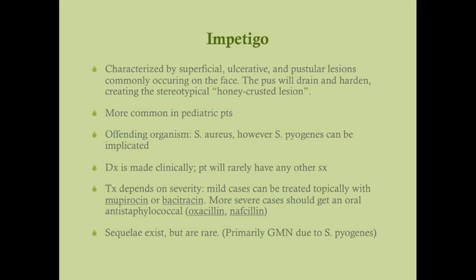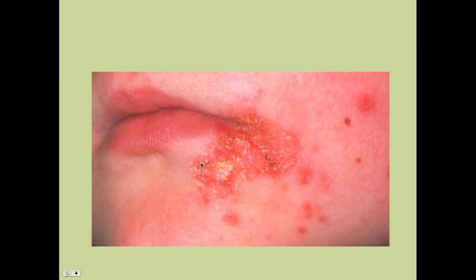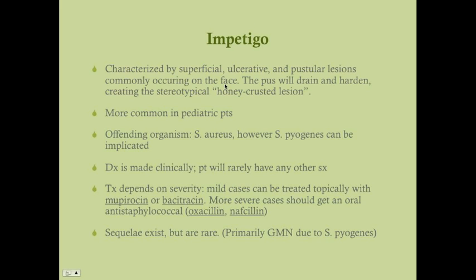The pus from the lesions is going to drain, and a lot of times it hardens, and that creates the stereotypical honey-crusted lesion. So you can see here that there's some yellow encrustment. So this is the honey-crusted lesion. And you see that a lot. It's a buzzword that you see come up a lot on the USMLE. It's more common in pediatric patients. Not that it doesn't happen in adults, but adults tend to see this and they think, oh, it's just acne. And they don't come in.